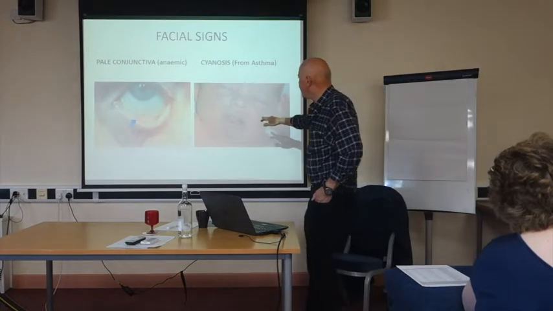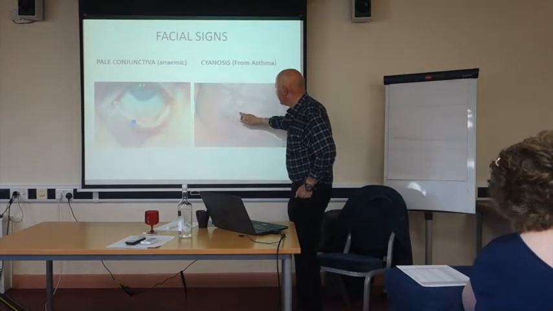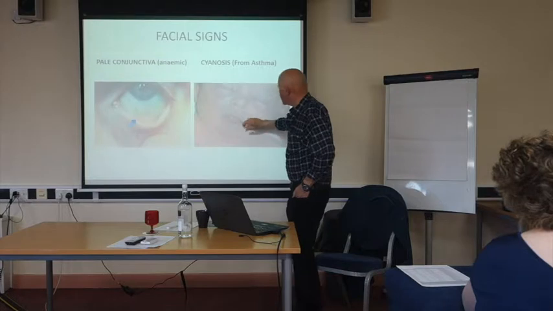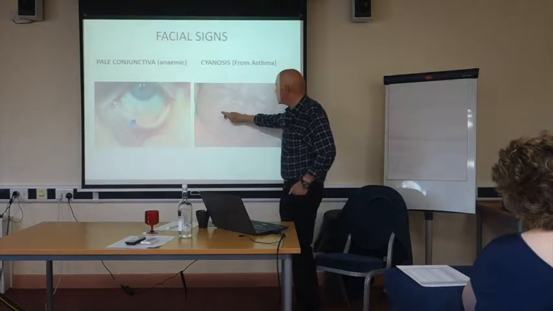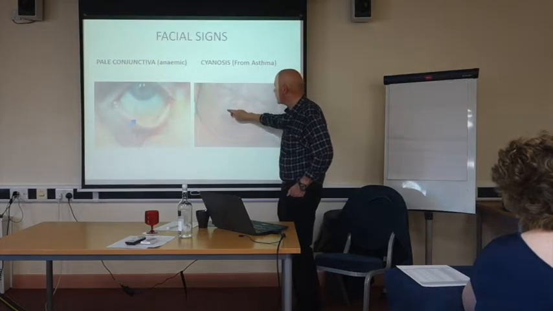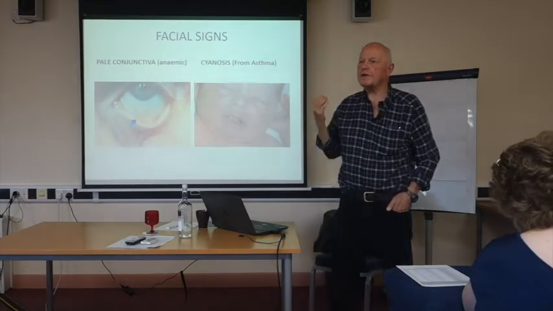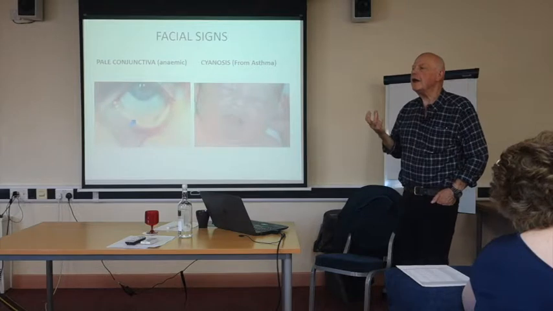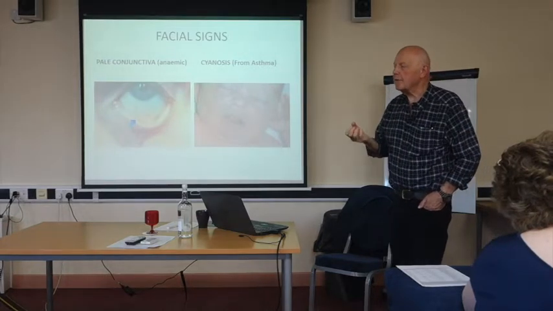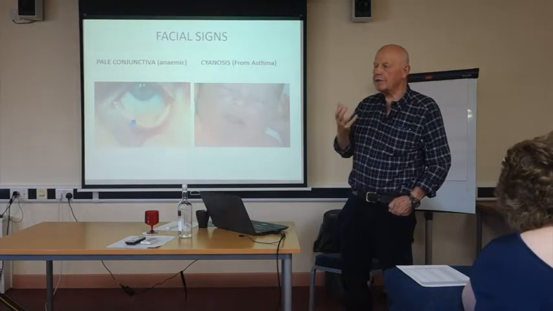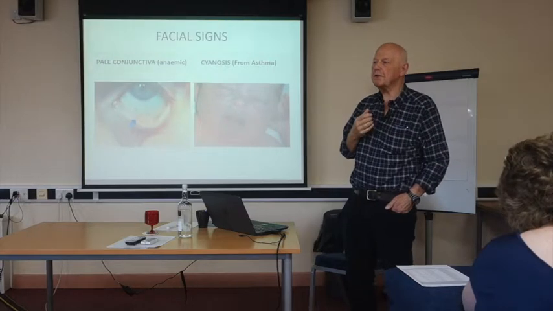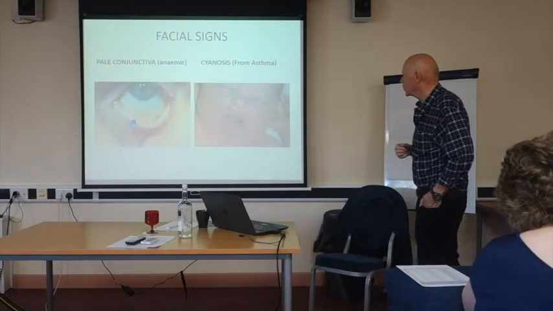This one is, unfortunately it's not shown very well on there, but there's a bluish tinge around the lips there, and that is a central cyanosis because the baby's got asthma, and the asthma is preventing the efficient oxygenation of the blood. So that's a sign of central cyanosis.